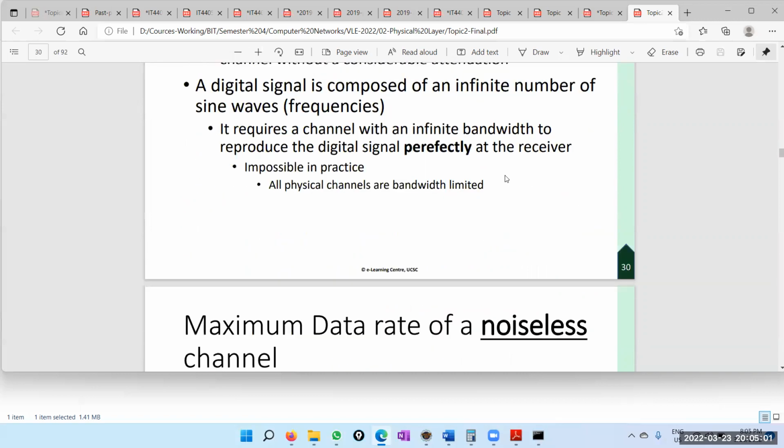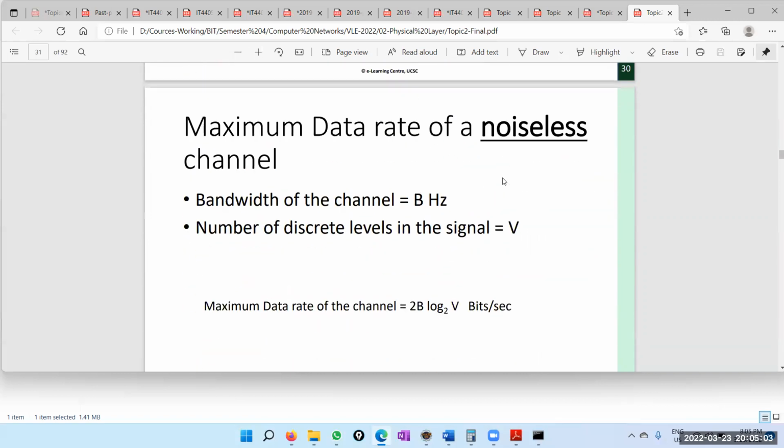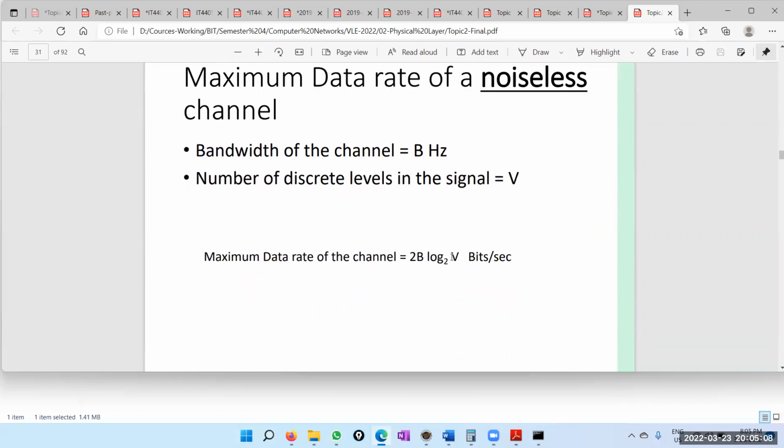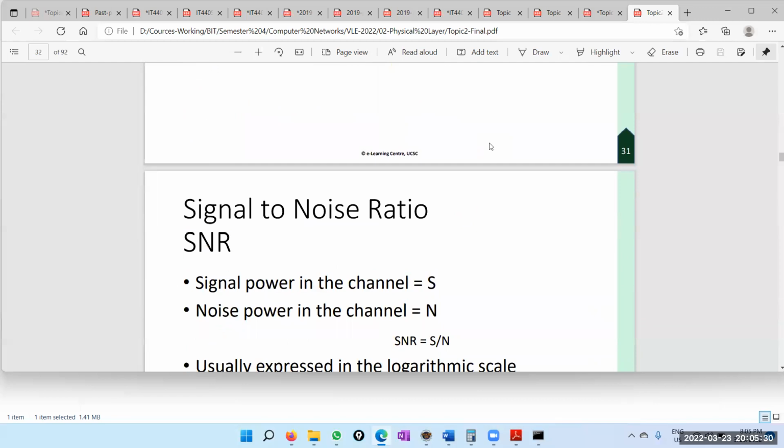For noiseless, remember your channel capacity is 2 times B. Okay. 2B log 2 V, where V is the number of levels. If the number of levels is 2, log 2 is 1. So the maximum data rate is theoretically 2B in binary. If you are sending binary data, obviously V is 2, log 2 is 1. So the channel theoretical maximum capacity is 2B in a noiseless channel. That is called the Nyquist bandwidth.